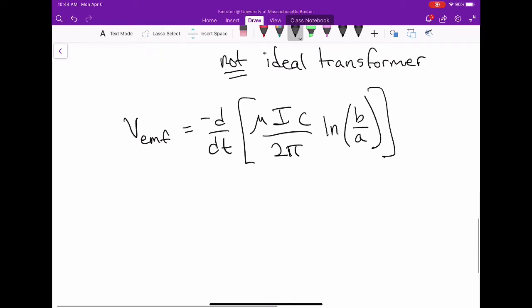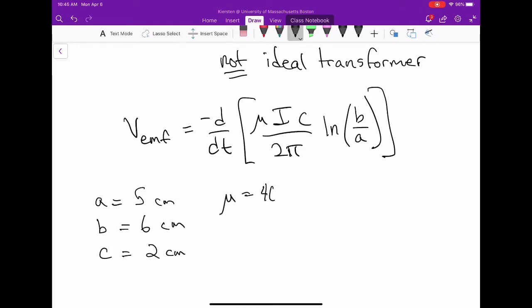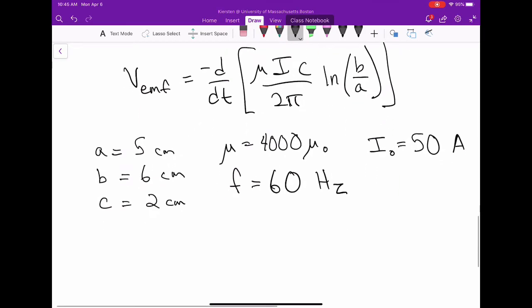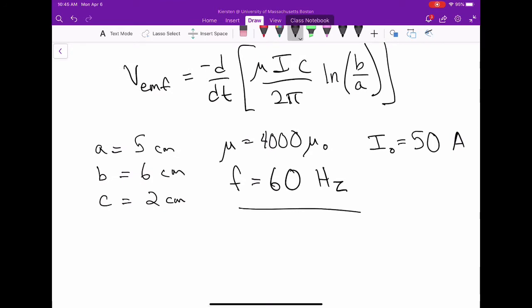If we put ourselves in phasor domain and we have some values for all of these numbers, then we can actually work this out. So a is going to be 5 centimeters, b is 6 centimeters, c is 2 centimeters, mu is 4,000 times the permeability of free space, the frequency is 60 hertz, and the amplitude of the current is 50 amps. Now those 50 amps are at this frequency of 60 hertz.